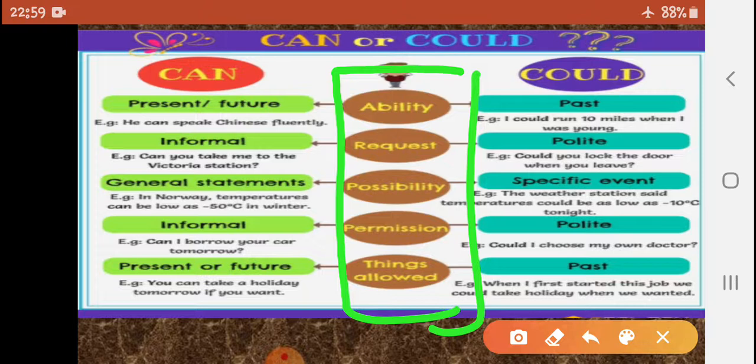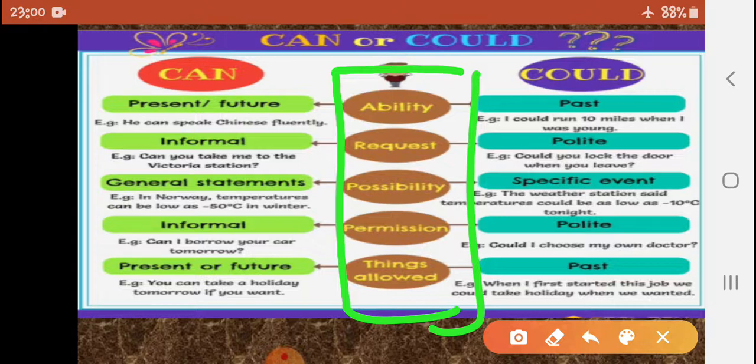Now possibility. When we talk about a general statement, like in Norway temperature can be as low as -50 degrees centigrade in winter, it is a general statement. When we talk about a specific event that doesn't happen on a regular basis, or that is not part of the natural cycle of events, that happens only once, like for example, the weather station said temperature could be as low as -10 degrees tonight, this is something very rare.